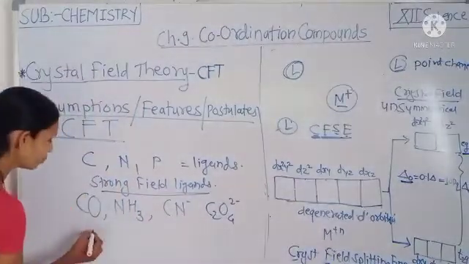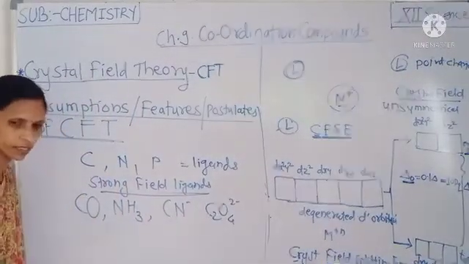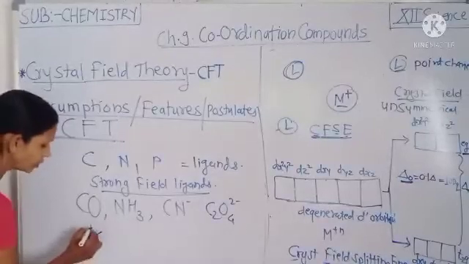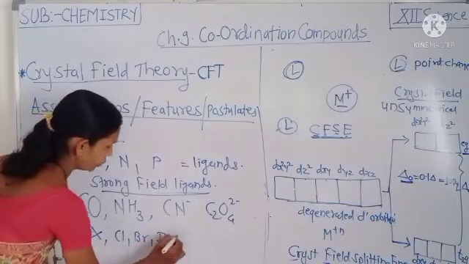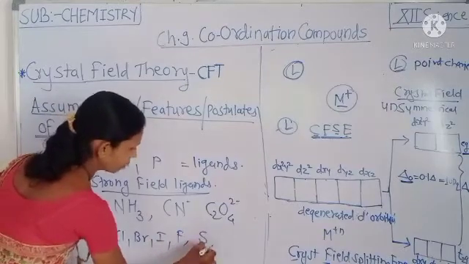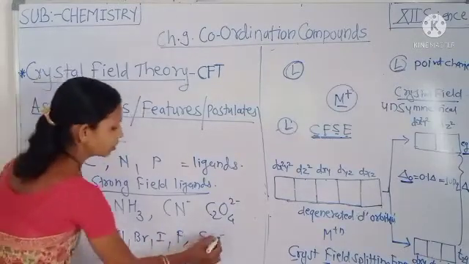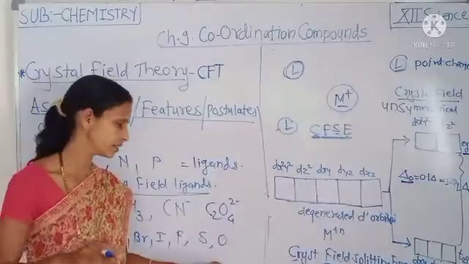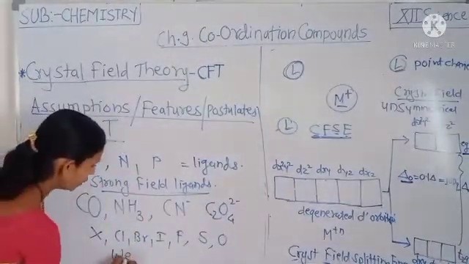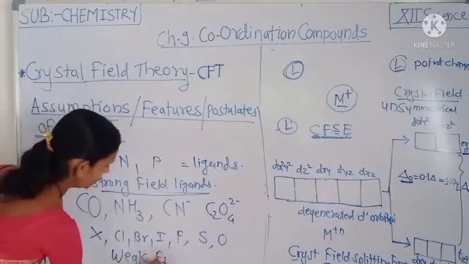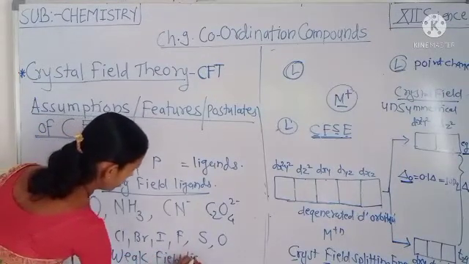And the groups or ligands which possess halogens, that is chlorine, bromine, iodine, fluorine, or sulfur or oxygen, those ligands are known as weak field ligands.